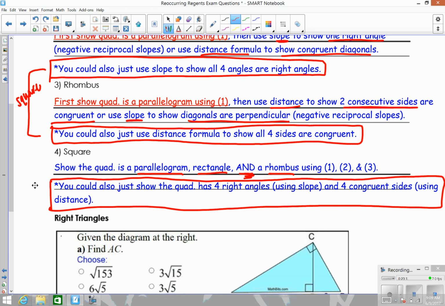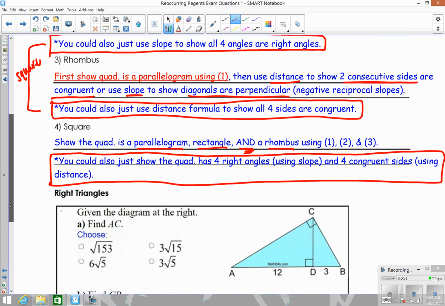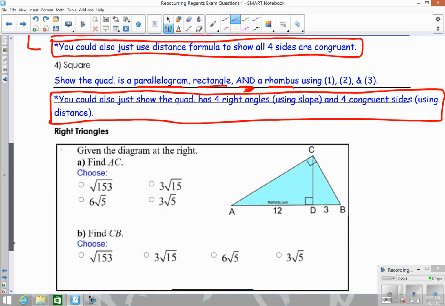So like I said, if you still need to copy this, just pause it and then unpause, and I'm going to continue.